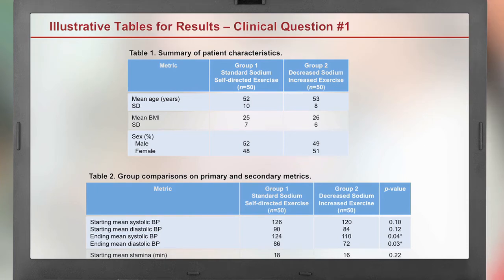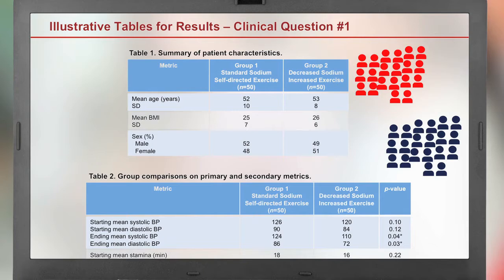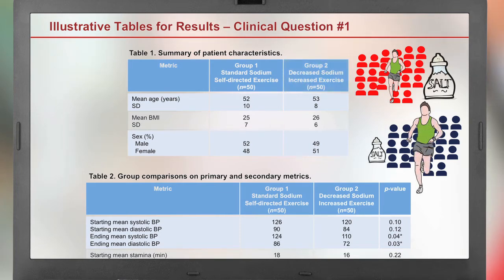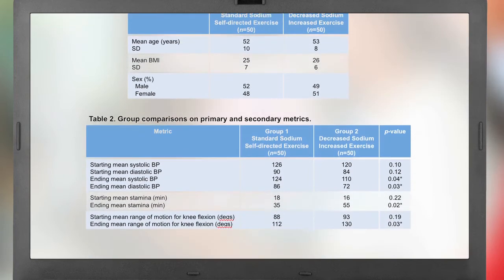The first table summarizes illustrative demographics for the two groups: standard sodium and self-directed exercise versus decreased sodium and increased exercise. We see patients' mean age, mean body mass index, and the percentage of males and females. The second table summarizes illustrative results from an independent samples t-test. We see that Group 2 showed a significant decrease in ending mean systolic and diastolic blood pressure, an increase in ending mean stamina, and an increase in ending mean range of motion for knee flexion.